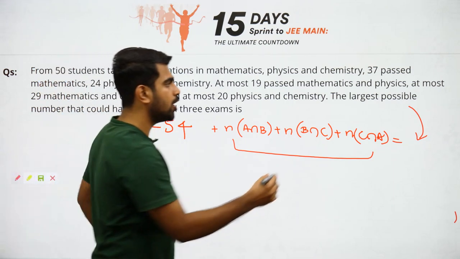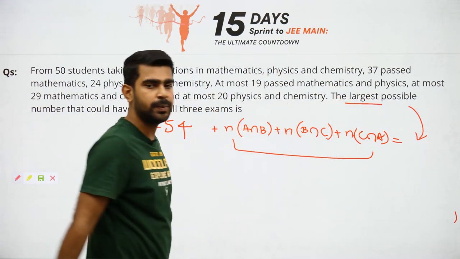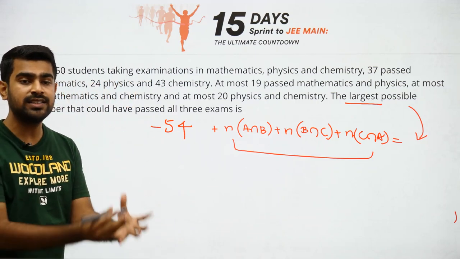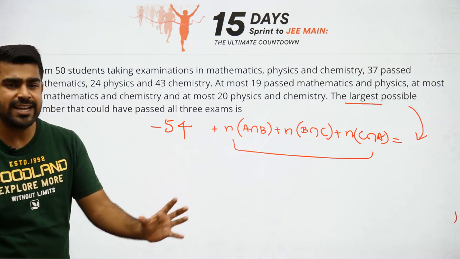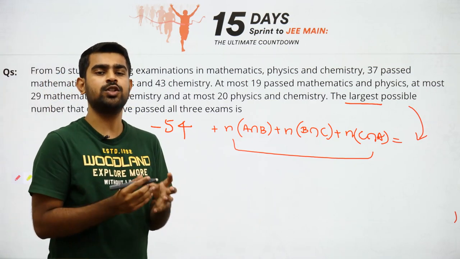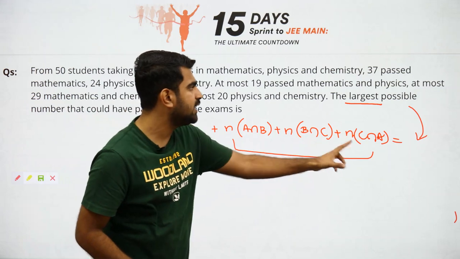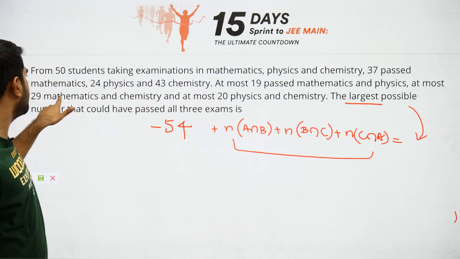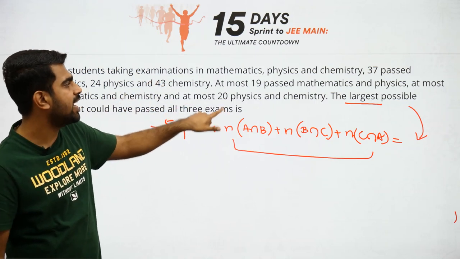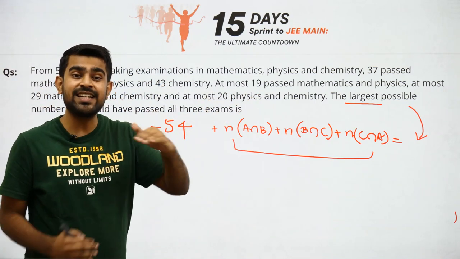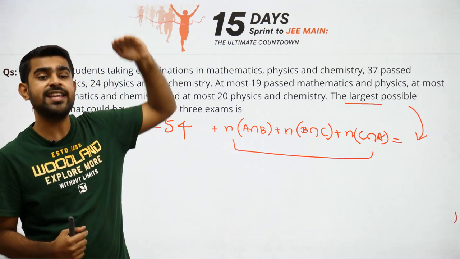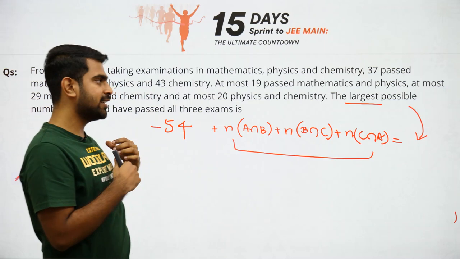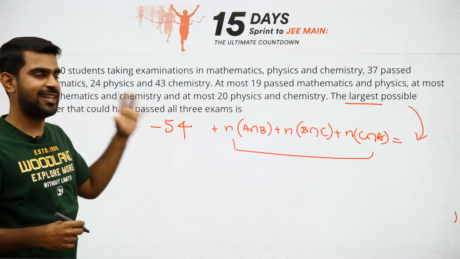Why, sir? Because they are asking the largest possible number that could have passed all the three exams, which is n of A intersection B intersection C, and they are asking you to maximize that. So these three should be highest. And what is the highest value of all these three? It is nothing but 29, 20 and 19. Because I said utmost, right? Utmost means the highest value that is possible. So that is the value which I will take. Isn't that okay, guys? Exactly, perfect.